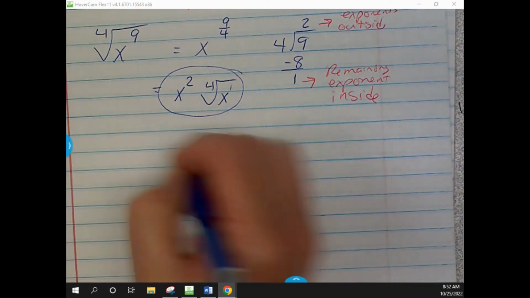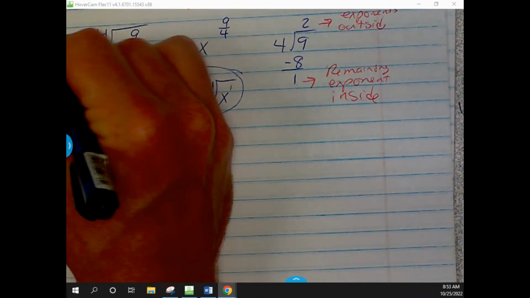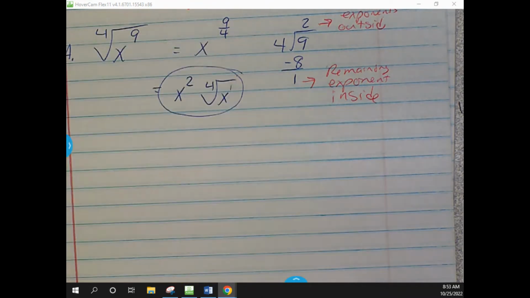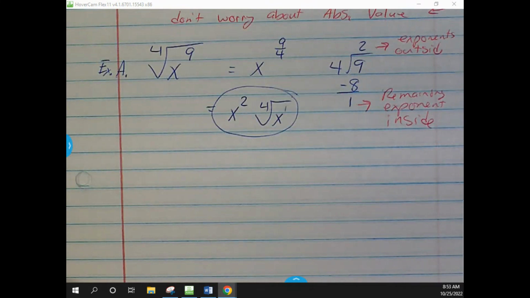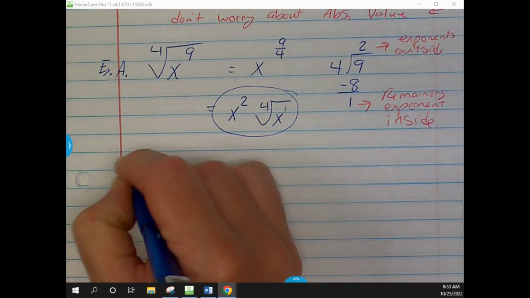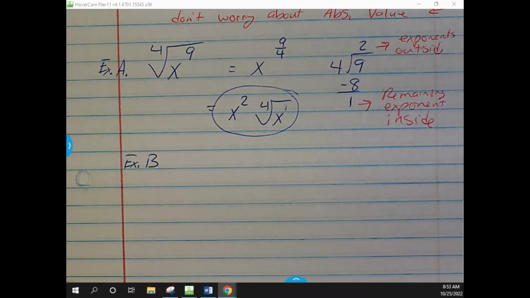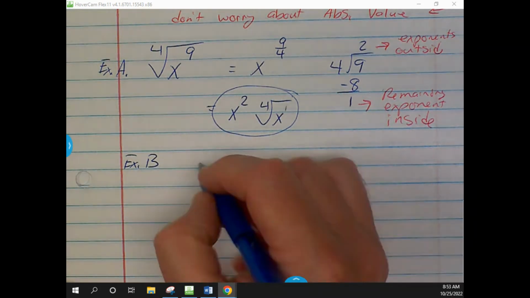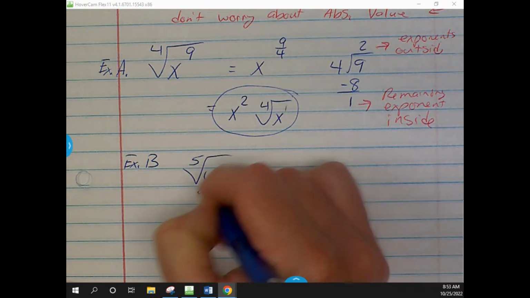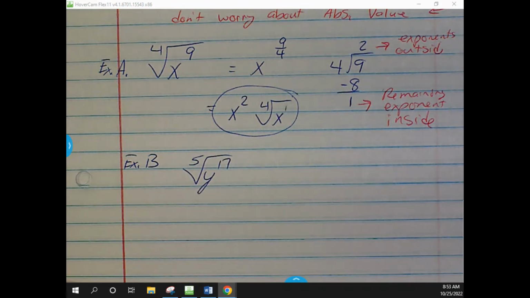All right, so here we go. Let's do another one here. So if that was example A, we'll mix it up a little bit. All right. So for example B, let's see if I can keep it in order today. Let's do the fifth root of y to the 17th.